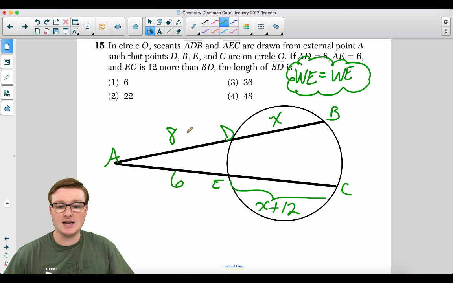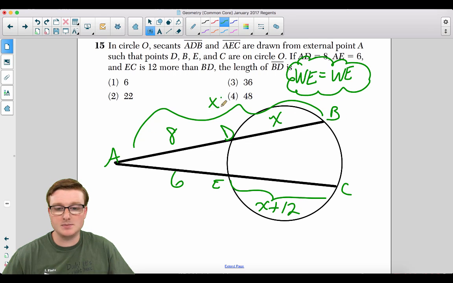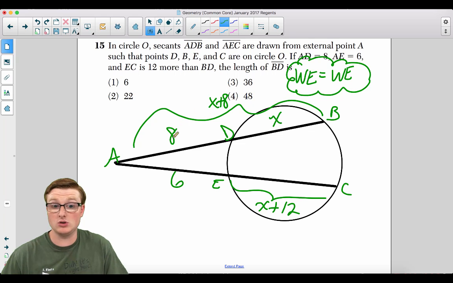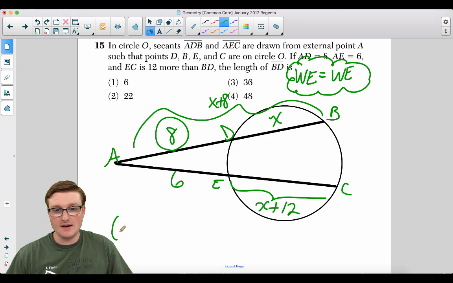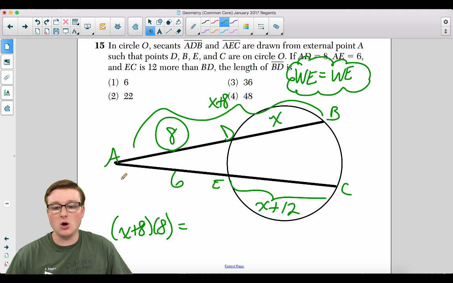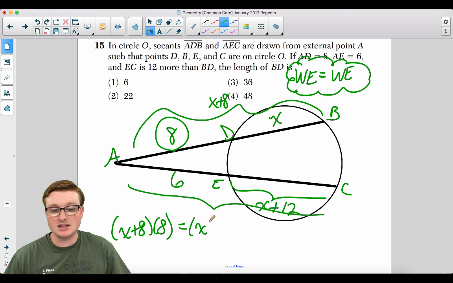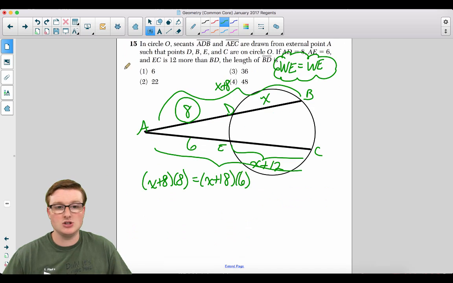So take a look at the top secant. The whole thing is X plus 8. Your external point, which is on the outside of the circle, is 8. So we have the whole, which is X plus 8, times the external of 8, is equal to the whole thing down here. Now, this is the new whole. The whole down here is X plus, be careful, 6 plus 12 is 18, times the external of 6.